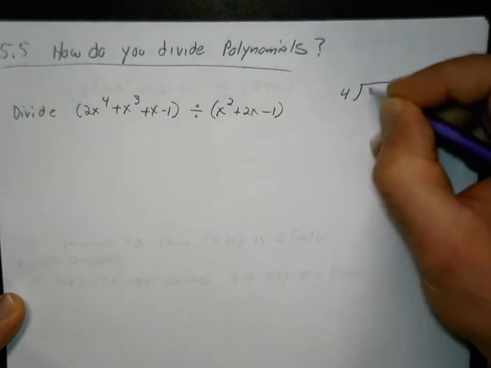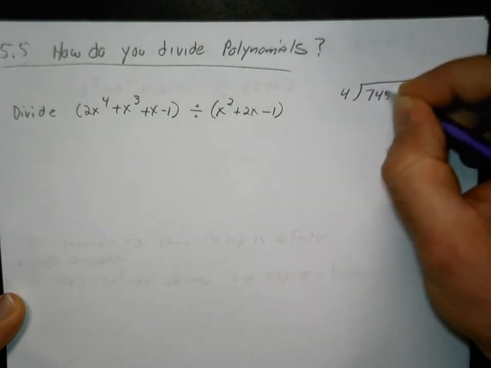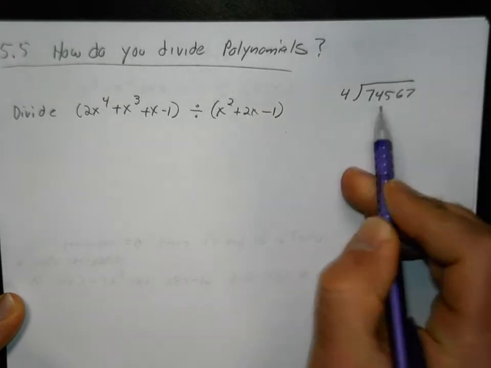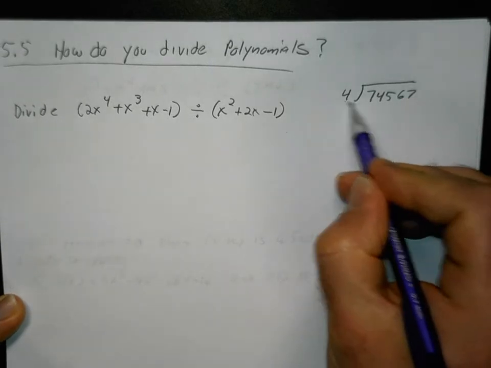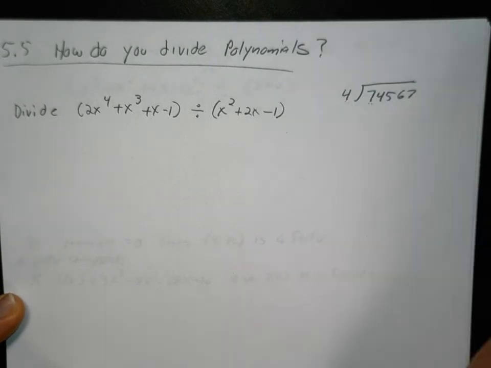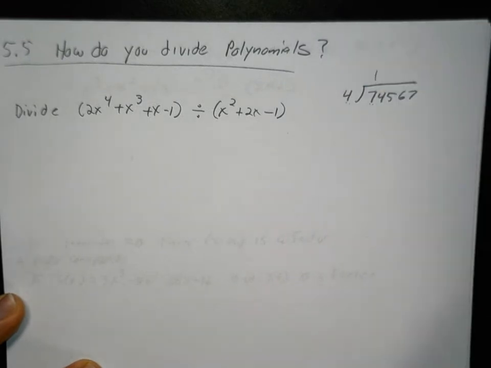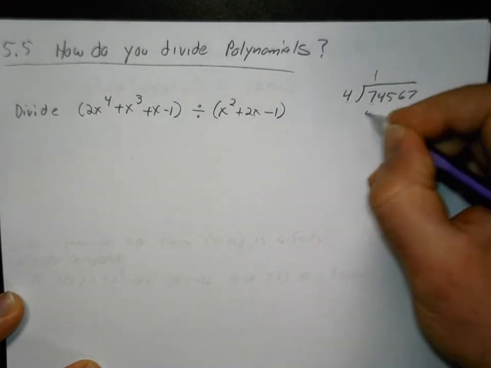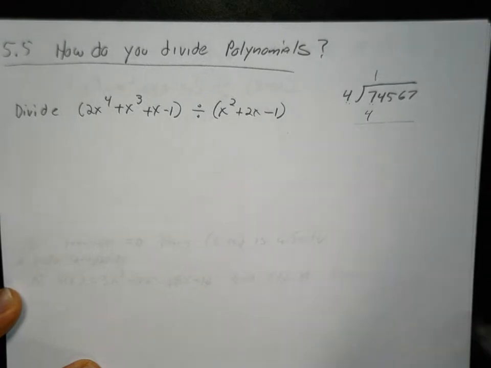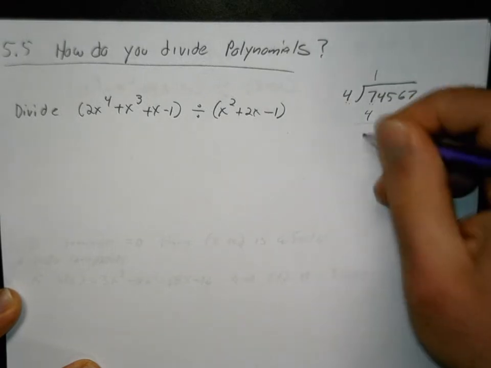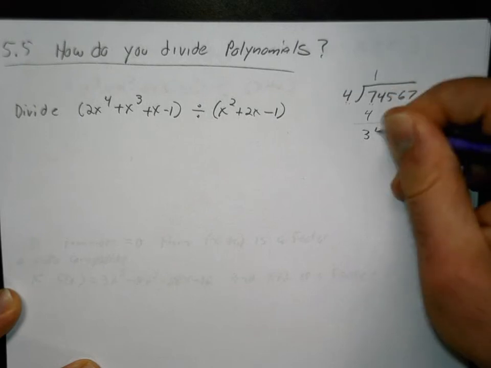So let's say we want to divide 4 into this 74,567. Do we remember how to do that? We divide 4 into the first term. How many times does 4 go into 7? Once. Then we multiply. 4 times 1. We draw a line here. We subtract. 7 minus 4 is 3. We bring the 4 down.